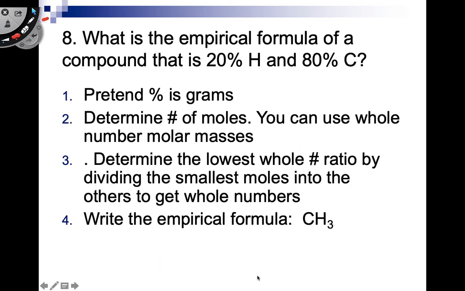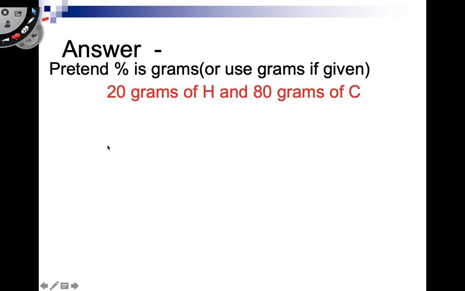So let's try another one now. Number 8 is asking you to find the empirical formula of a compound that is 20% hydrogen and 80% carbon. So again, here are the 4 steps. Pretend percent is grams. Determine the number of moles, and then determine the lowest whole number ratio, and then write the empirical formula. So here is the answer, but I'm going to work out the problem for you guys right now. So the first thing you have to do is pretend that percent is grams.